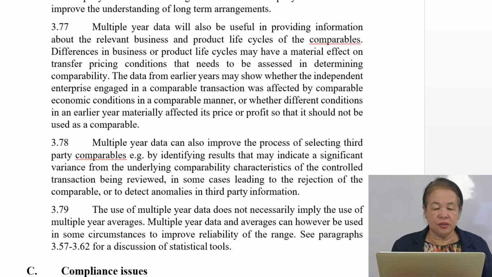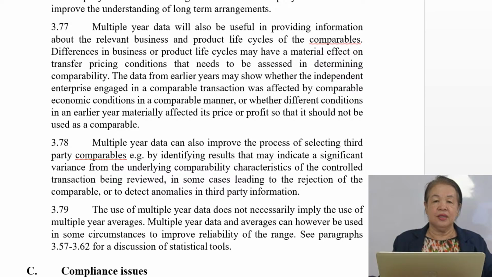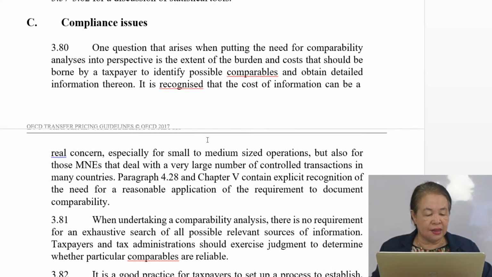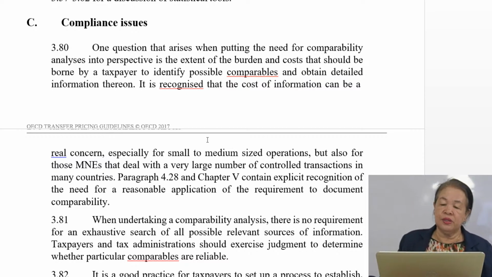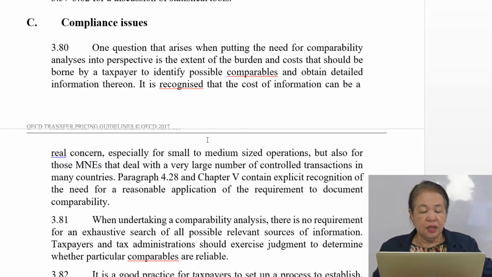No? Compliance issues. Compliance are very important, no? In tax matters, compliance are very important. One question that arises when putting the need for comparability analysis into perspective is the extent of the burden and cost that should be borne by a taxpayer to identify possible comparables and obtain detailed information thereon. It is recognized that the cost of information can be a real concern, especially for small to medium-sized operations, but also for those MNEs that deal with a very large number of control transactions in many countries. Paragraph 4.28 and Chapter 5 contain explicit recognition of the need for a reasonable application of the requirement to document comparability. No? So very important.